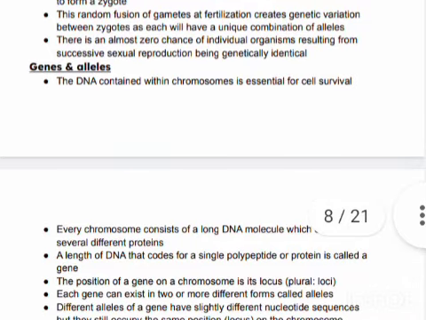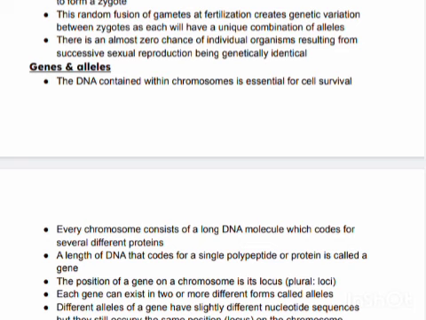Now, genes and alleles. The DNA contained within a chromosome is essential for cell survival. Each chromosome consists of a long DNA molecule which codes for several different proteins. A section of DNA which codes for a single polypeptide or protein is called a gene. The position of a gene on a chromosome is its locus, and the plural is loci.